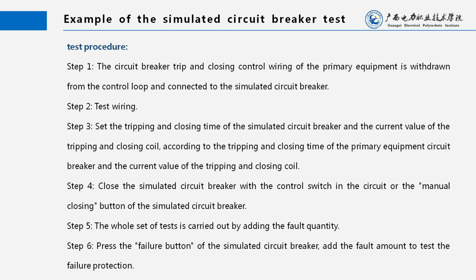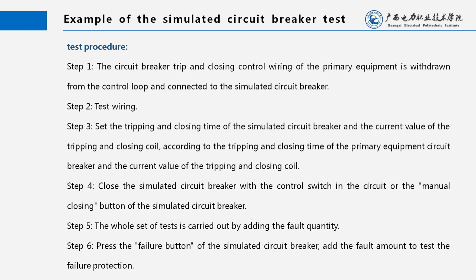Step 2. Test wiring. Step 3. Set the tripping and closing time of the simulated circuit breaker and the current value of the tripping and closing coil, according to the tripping and closing time of the primary equipment circuit breaker and the current value of the tripping and closing coil.